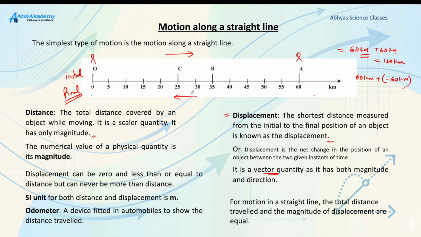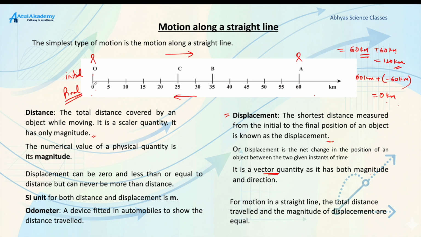Is it coming back? So direction becomes opposite. So we'll take it as minus 60. So it becomes 0 kilometer. So what you see over here is that the distance is 120 kilometer. It is the total path traveled by an object, right? And displacement is the shortest distance. So that becomes 0 over here.